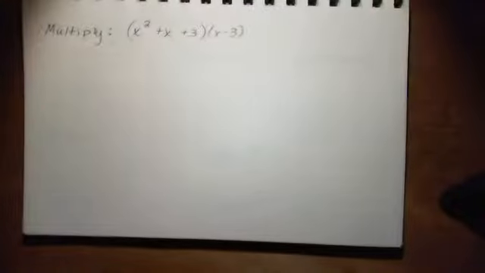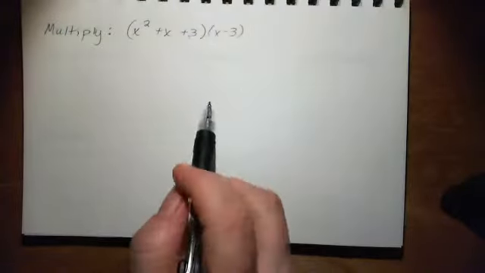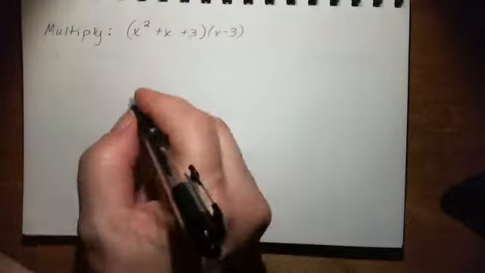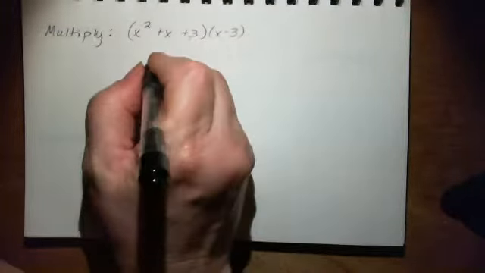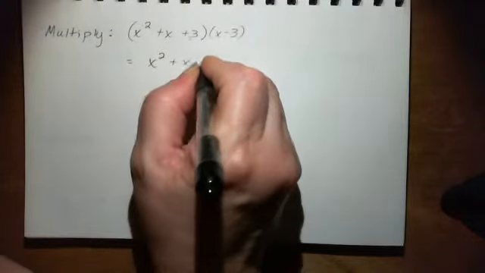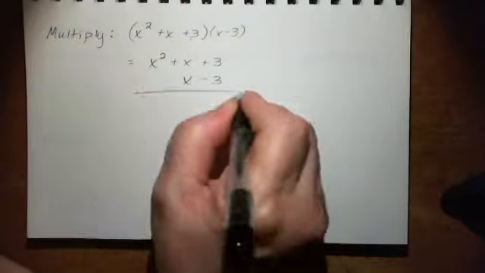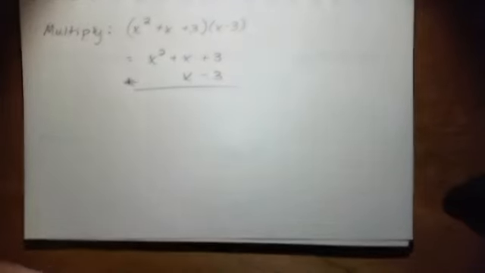Right, let's look at this multiply here. It's a trinomial times a binomial, so definitely we might want to stack this one. I left lots of room. Let's put the longer one, x squared plus x plus 3, on the top, and the shorter one, x minus 3, on the bottom. Show that we're multiplying these.